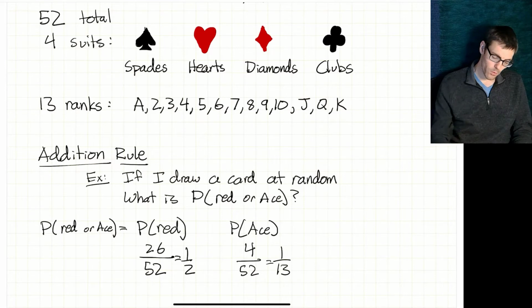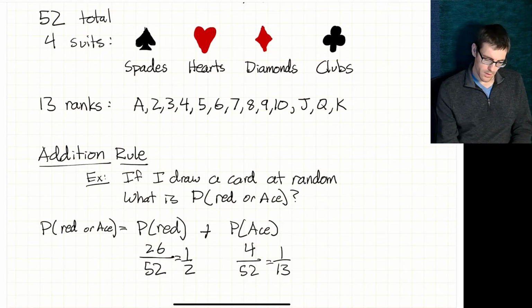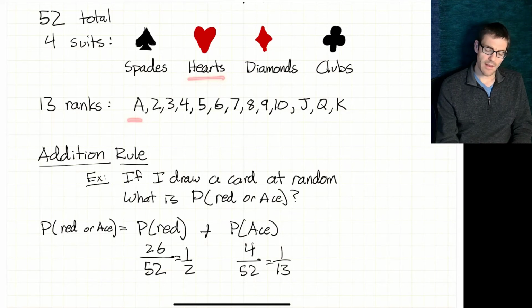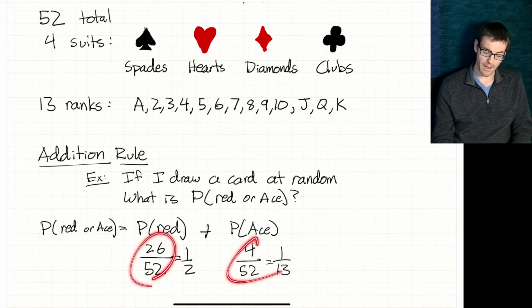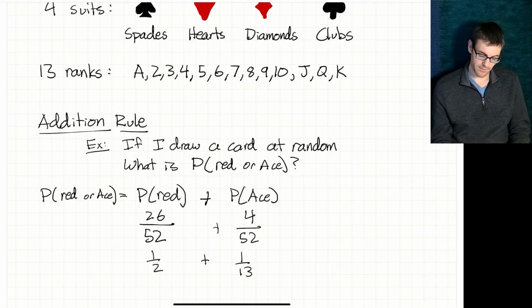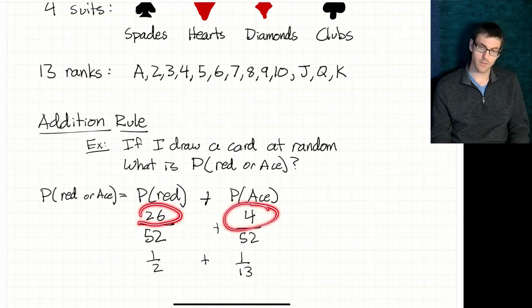So the addition rule that we talked about last time said that we can just add these things together. So there's a problem with this, because here we are counting up how many red cards there are, and here we're counting up how many aces there are. And we've actually counted the ace of hearts and the ace of diamonds in both of these categories. So if we were to just add these numbers together, then we might be led to believe that there are 30 red or ace cards. When in reality, there should only be 28, because we are double counting 2 of them.